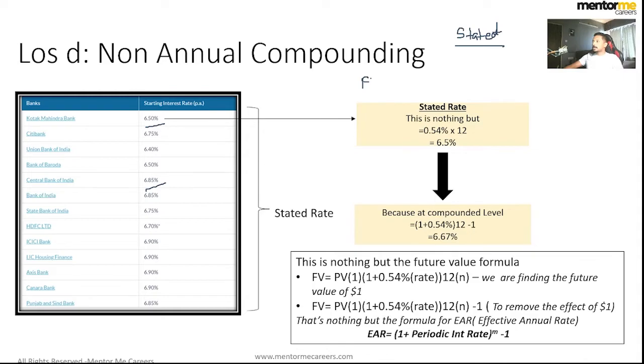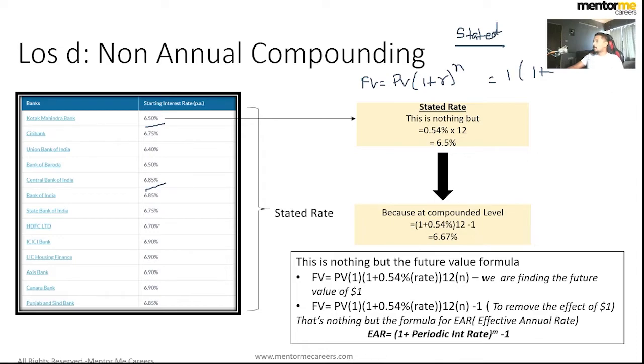You again have to come back to the same concept: future value is equal to present value into 1 plus r raised to n. Again, the formula for calculating this in the CFA curriculum directly shows you this, but think of it as nothing but the future value formula, right? So if you look at the future value formula, let me take PV as 1. So that would be 1 and 1 plus. Now we know that if I just divide 6.5 by 12 months, because it's compounding monthly, we would get 0.54, right?